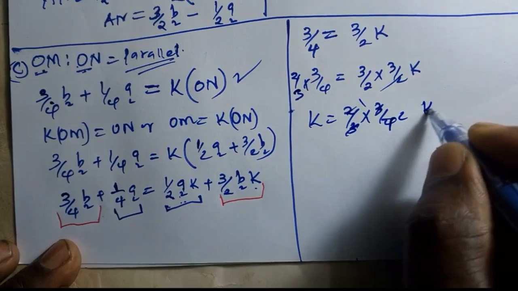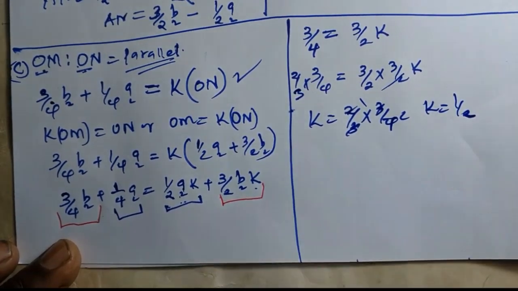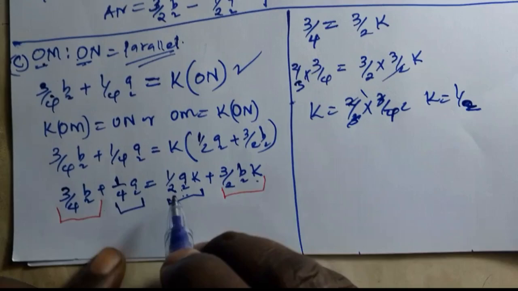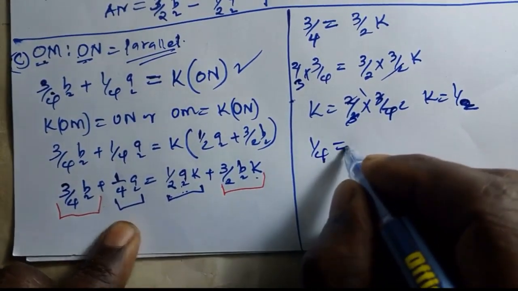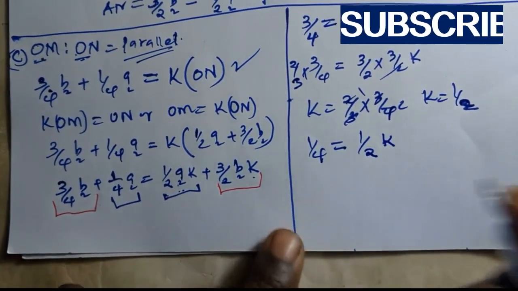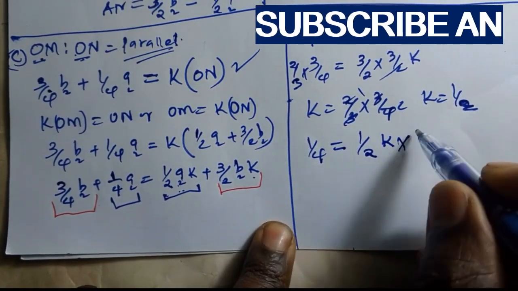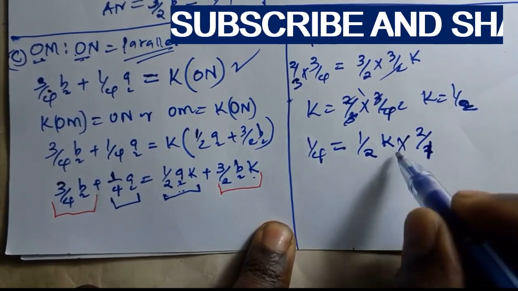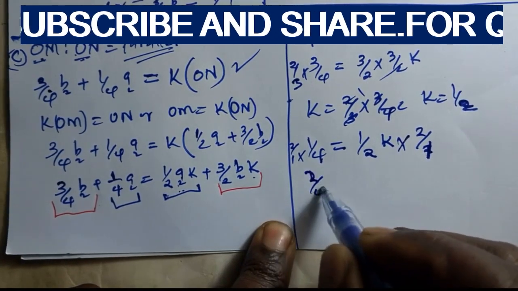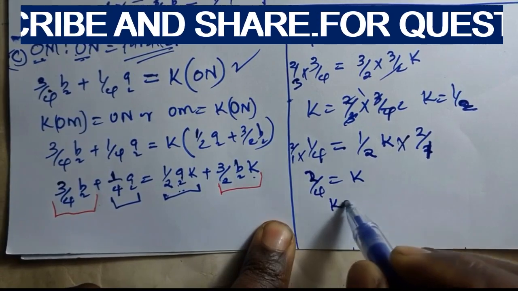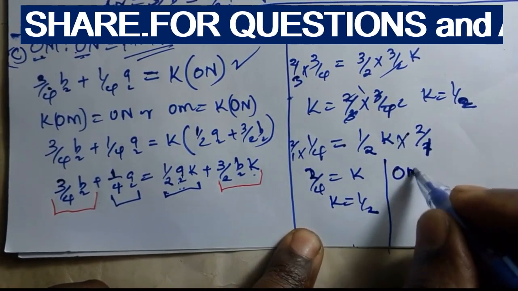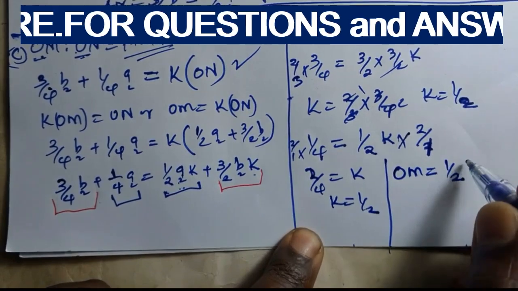So K is equal to a half. Even if you use this one, the answer should be the same. Let us use this one. 1 over 4 is equal to 1 over 2K. To get K, you multiply both sides by the reciprocal so that we remain with K. Reciprocal of this is 2 over 1. So 2 over 4 is equal to K, and K is equal to a half. So it means that OM is equal to a half ON.